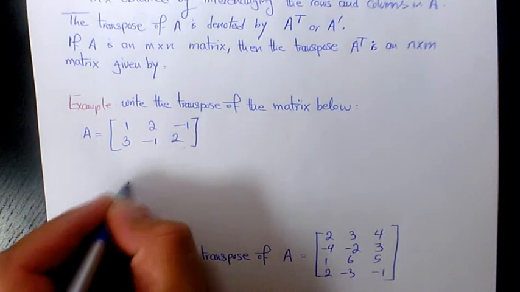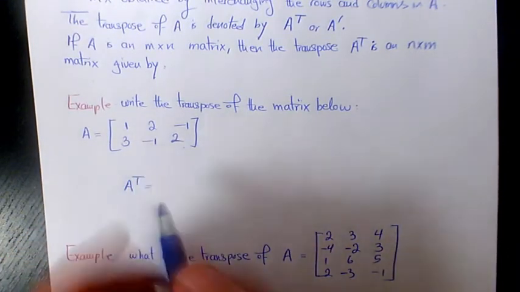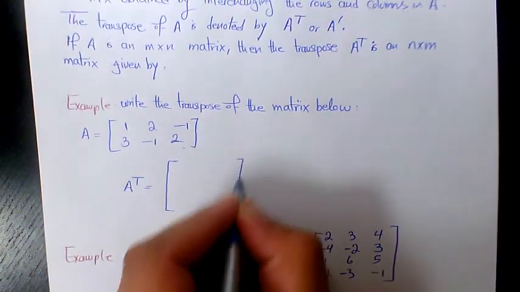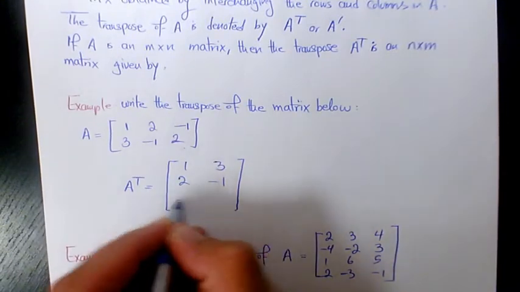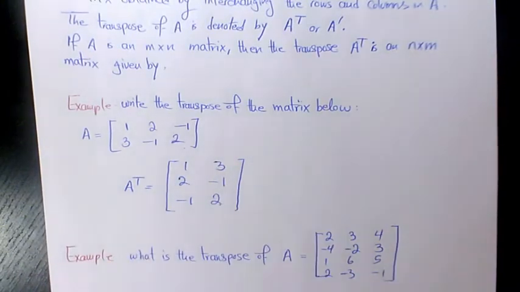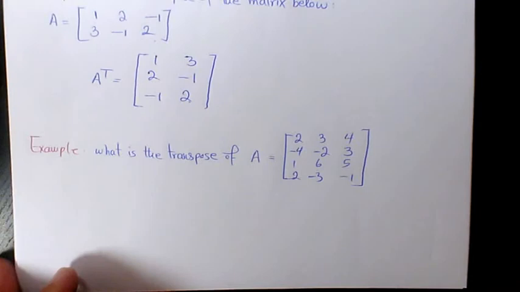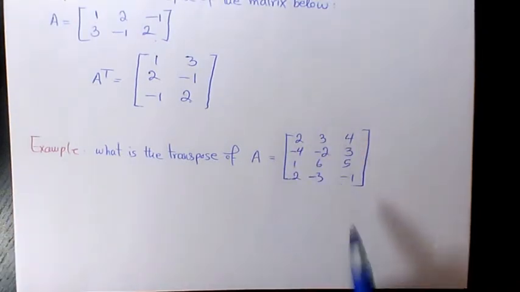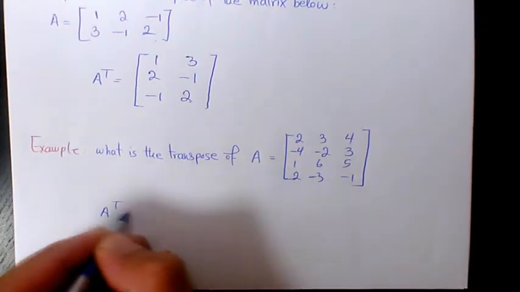So I'm going to say this one is 2 by 3, so A^T is going to be 3 by 2. It's going to be 1, 3, 2, negative 1, and 2. So that's just going to be the transpose of this matrix. Next example. What is the transpose of A? A 4 by 4 matrix. It means that the transpose is going to be 4 by 4 as well.